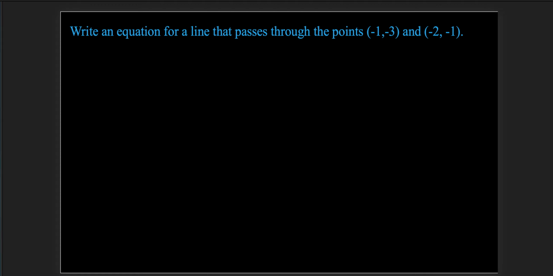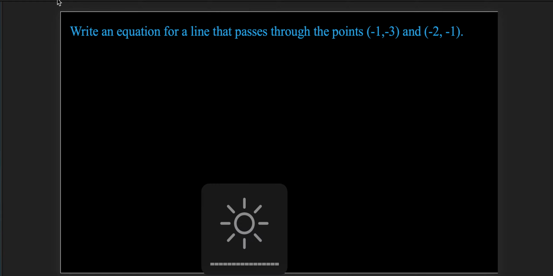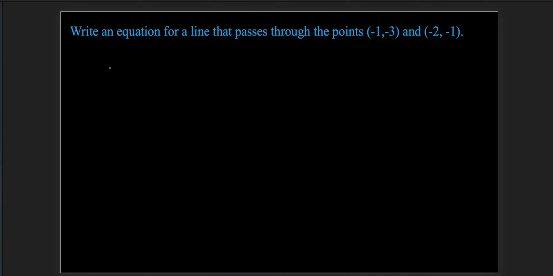Now we have a problem where we write an equation for a line that passes through these points. So we're going to actually write an equation of a line. That means something like y equals mx plus b is going to be our answer. Something with an x and a y in it because we'll put the numbers in for m and b. But we don't know m and b, but what we're given are 2 points. What I can do with 2 points is find the slope.